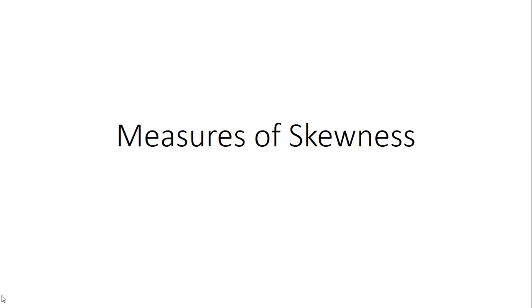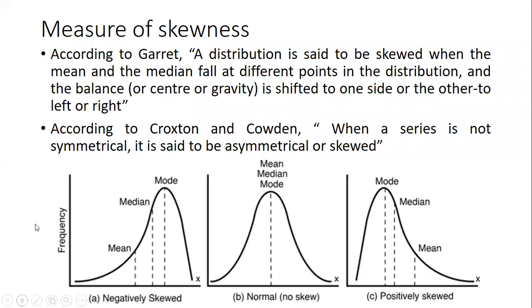Okay, so let's start the chapter. This is measures of skewness. Now, we will see the definition of it first. According to Garrett, a distribution is said to be skewed when the mean and median fall at different points in the distribution and the balance is shifted to one side or the other, to left or right. Now let us understand this skewness through the picture here.